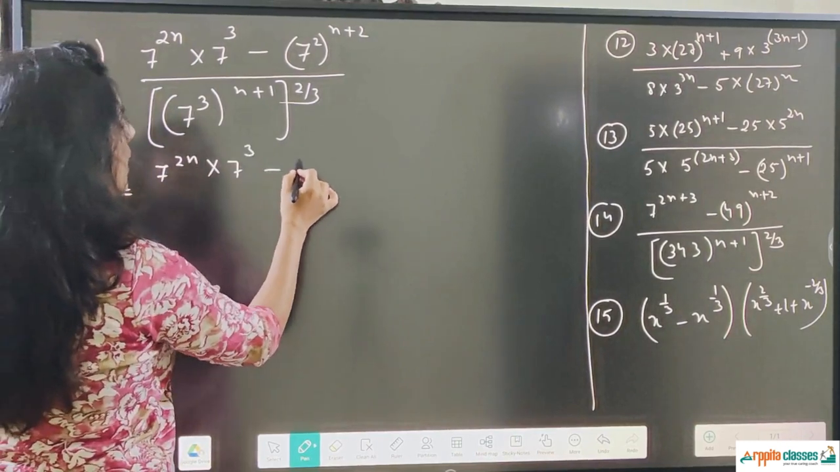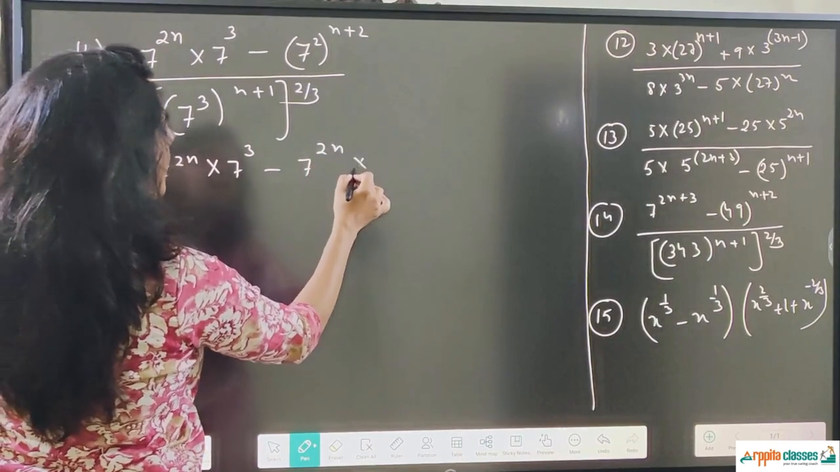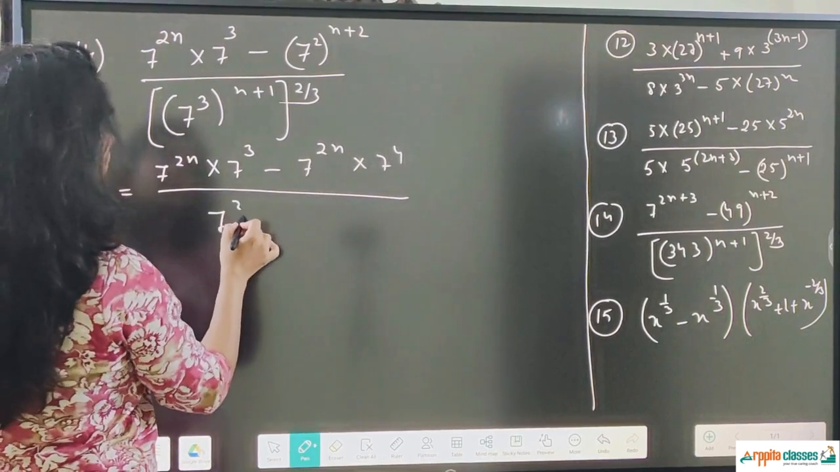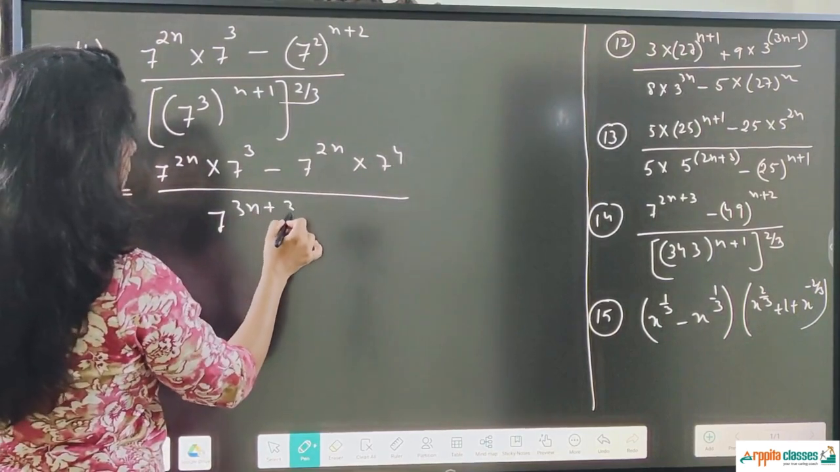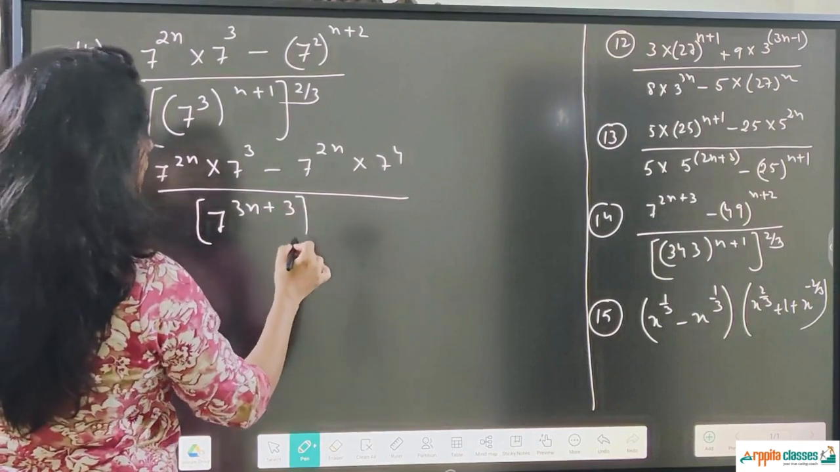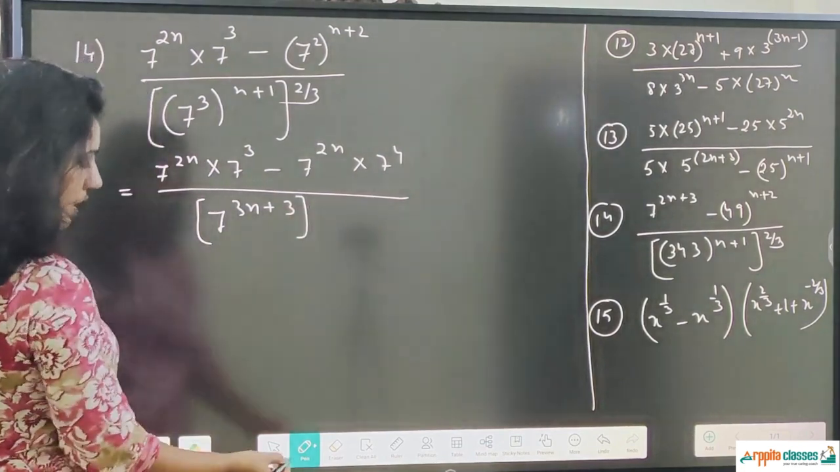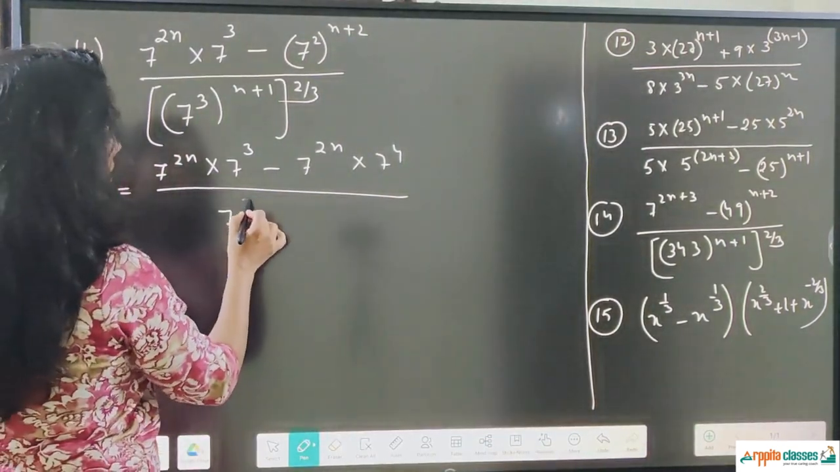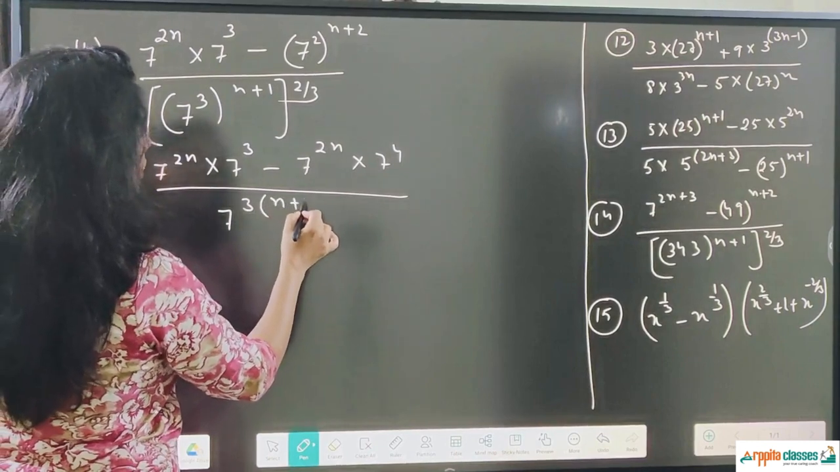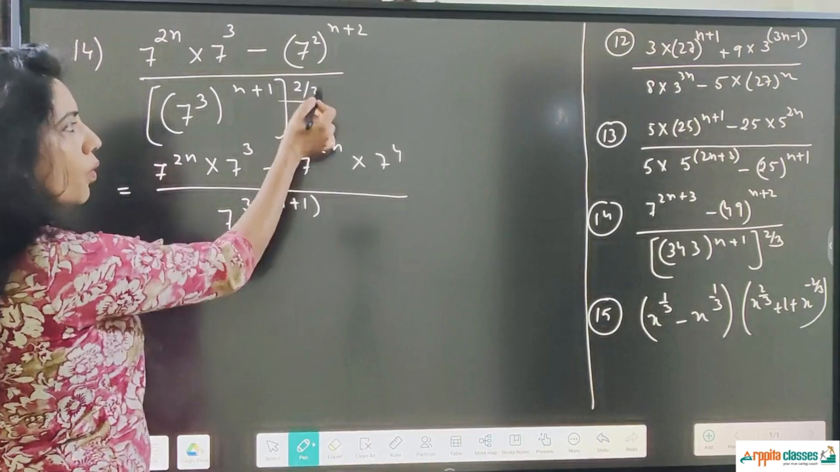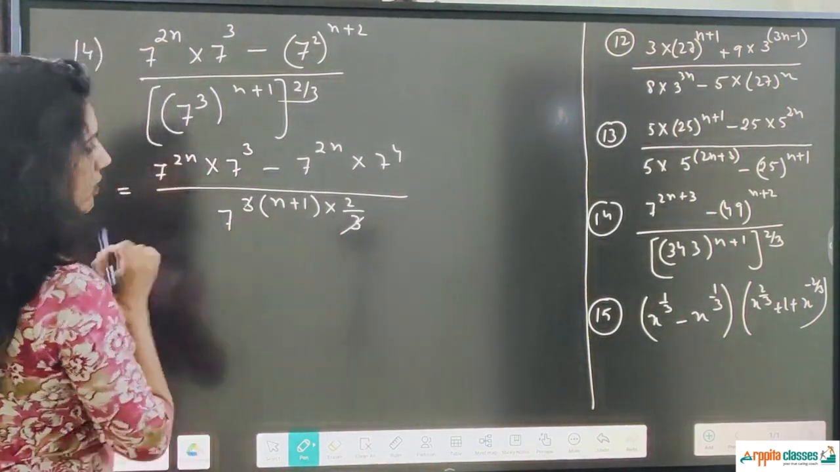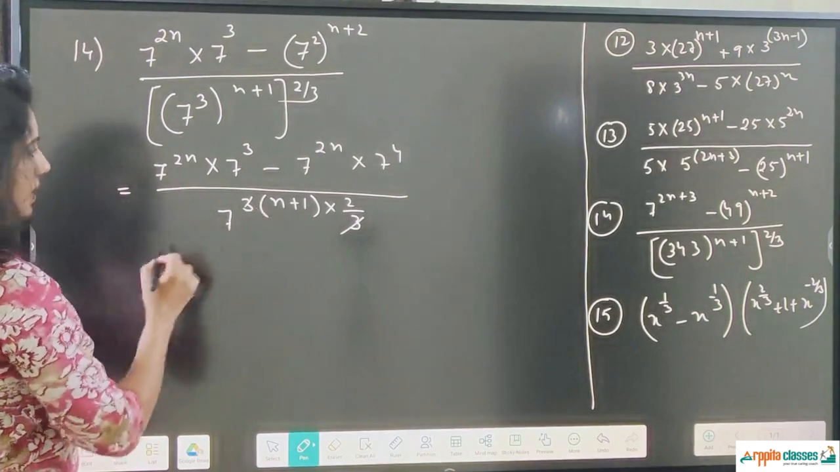7 to the power cube minus this is 7 to the power 2n into 7 to the power 2 into 2 is 4 divided by 7 to the power 3n plus 3, and this whole thing to the power, okay, 7 to the power 3n plus 3, we'll write it this way because it will get cancelled actually. So we'll write it this way, 7 to the power 3 whole into n plus 1, and this whole to the power 2 by 3, so that into 2 by 3. So what happens is 3 and 3 gets cancelled. So I didn't multiply these two, okay.